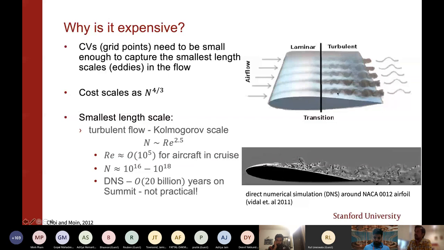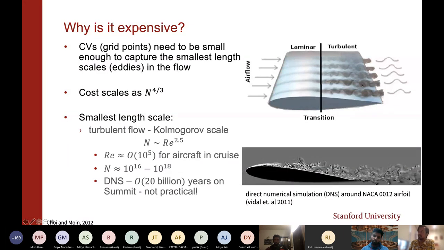But once this happens, we have these small-scale structures on the wing, which you can call eddies or vortices. So you need grid points that are small enough to capture these smallest length scales, or eddies, in the flow. And as you refine the grid, you also need to decrease the time step size. For example, if you want to simulate for 5 seconds, and you reduce the time step size, you need to take more time steps. So the cost increases with the time step size and also the space grid size. So the cost scales as n to the power 4/3, where n is the number of grid points in the domain.